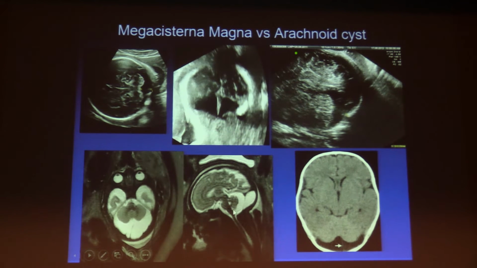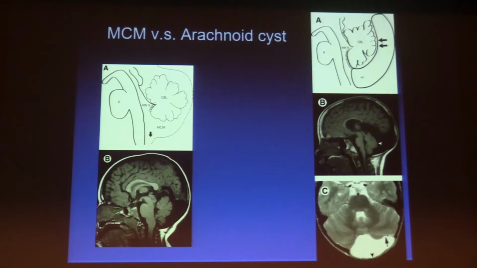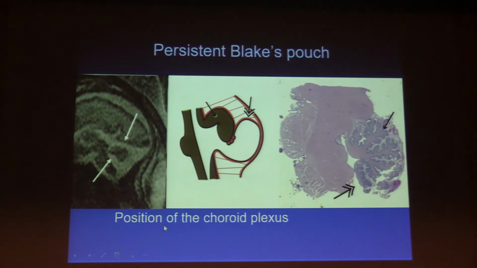The important thing is to identify the normal appearing vermis. And again, we're trying to differentiate between the arachnoid cyst and the megacisterna magna. So I want to show you this case, which is a persistent Blake's pouch cyst. This was referred at about 28 weeks of gestation. You can see the vermis rotated counterclockwise.